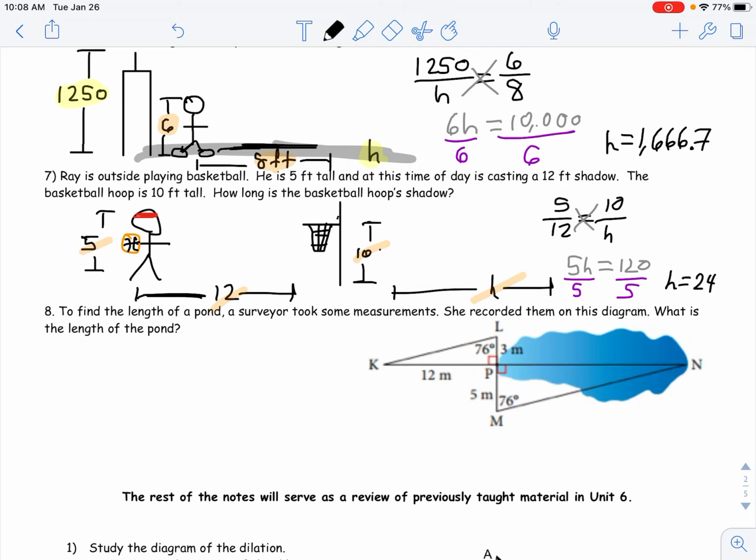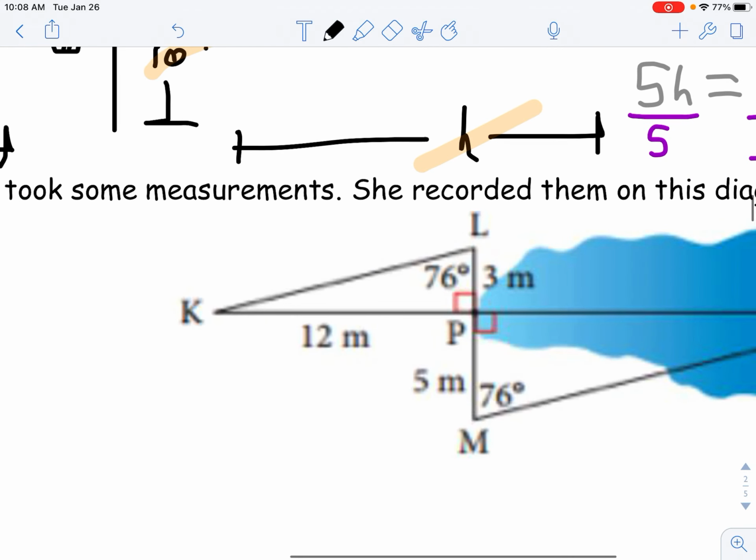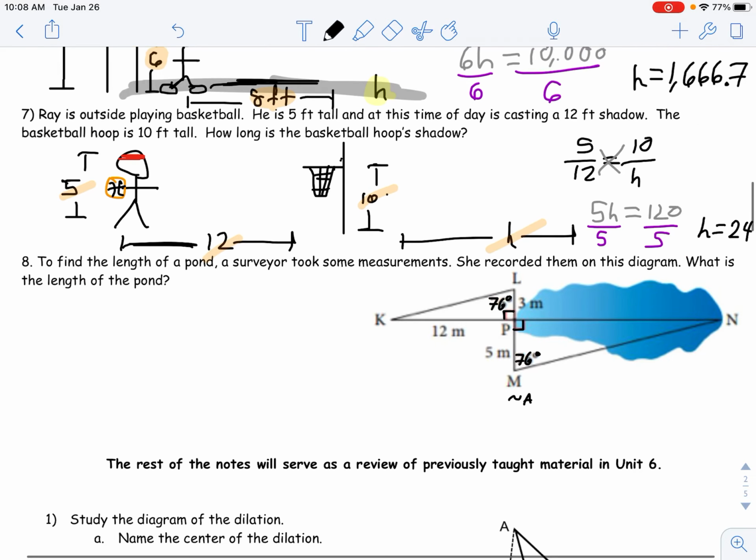So to find the length of the pond, a survey took some measurements. You recorded them on this diagram. What is the length of the pond? All right. So just to emphasize some stuff, notice how this is a right angle, 76 degrees. All right. So these triangles are similar. I'm just going to make a side note, similar by angle. So this is how this works.